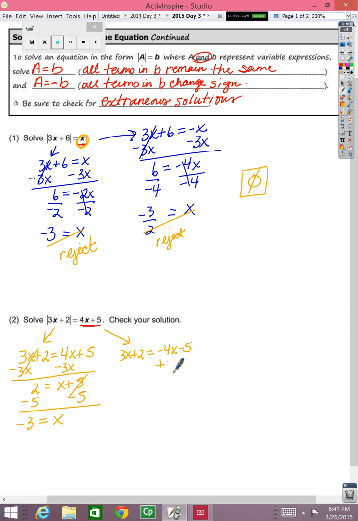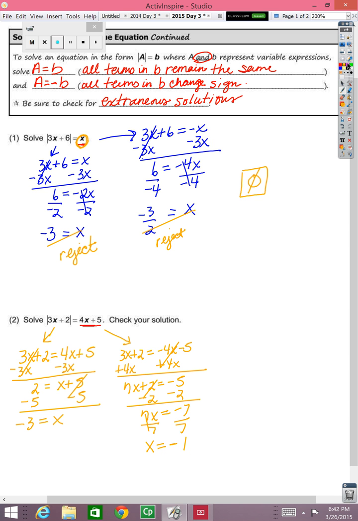This one I'm going to add the 4x over, so I have a positive number of x's first. So I have 7x plus 2 equals negative 5. Subtract the 2. 7x is equivalent to negative 7. Divide by 7. And x equals negative 1. So now I'm going to check both of those answers.